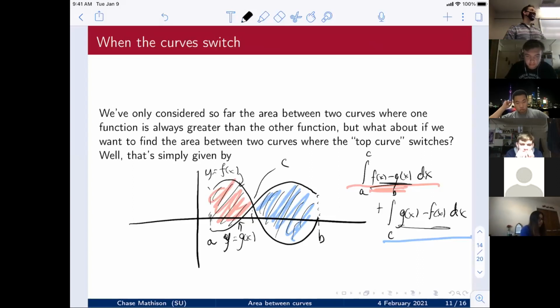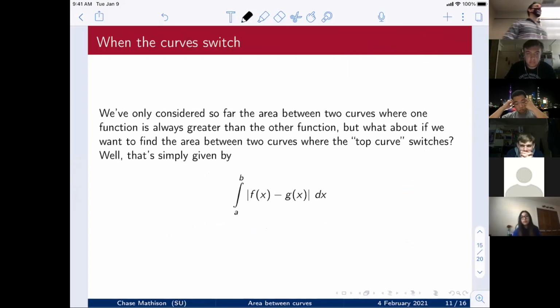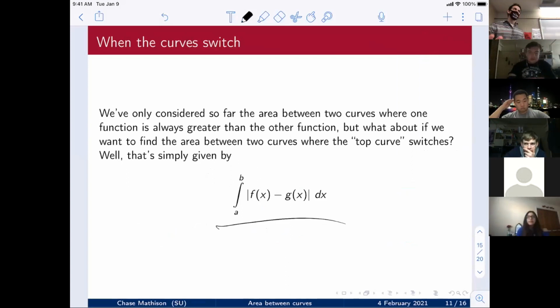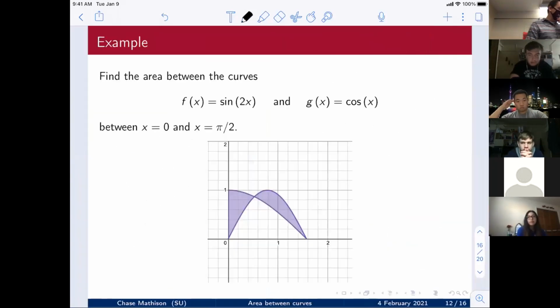And there's a way we can simplify this that involves the absolute value function. Just taking the absolute value of f of x minus g of x is a short way to write what we just wrote. But I'd actually rather you think of it as: this is the top curve and it switches at C, and break it up. Because that's actually what you have to do to evaluate that anyway. Very good.